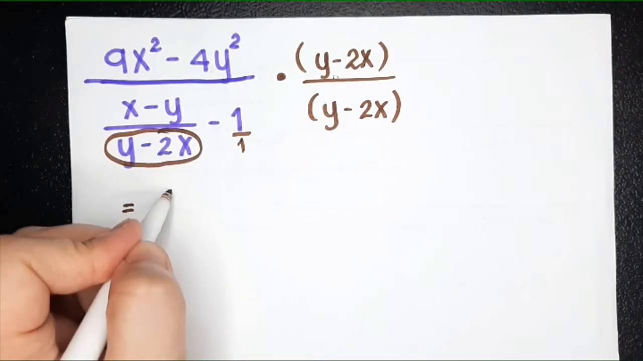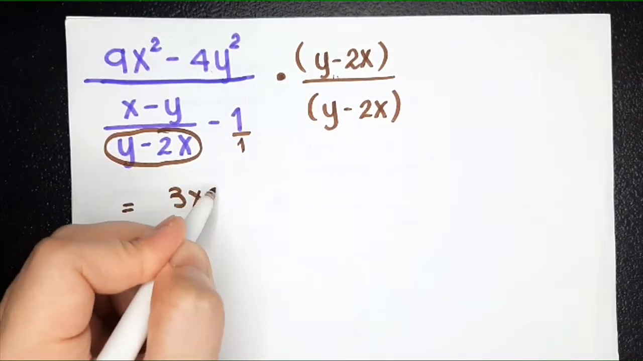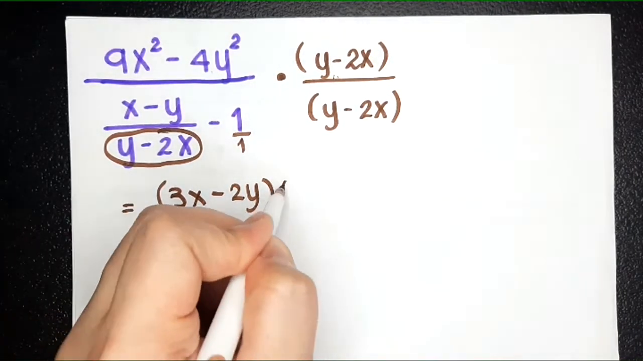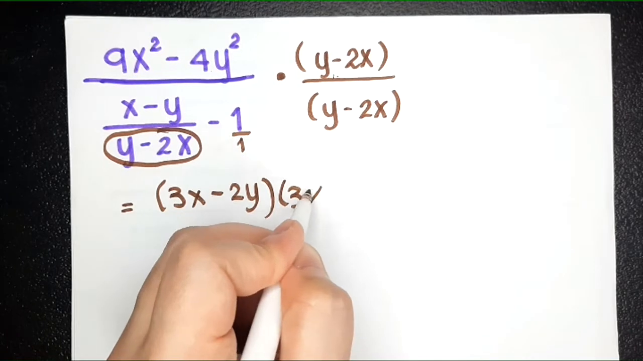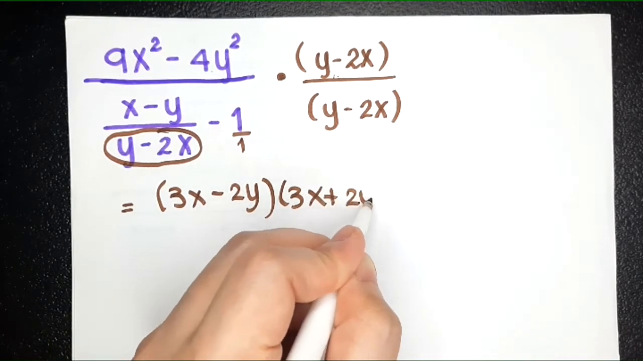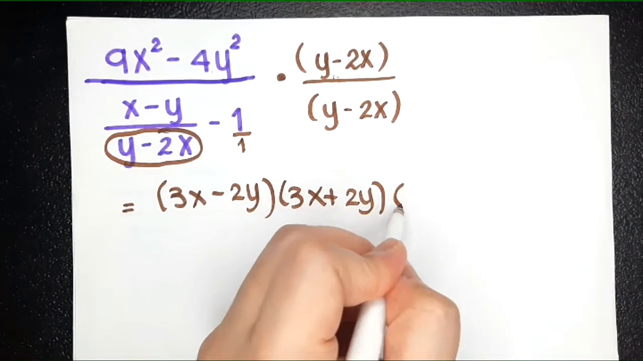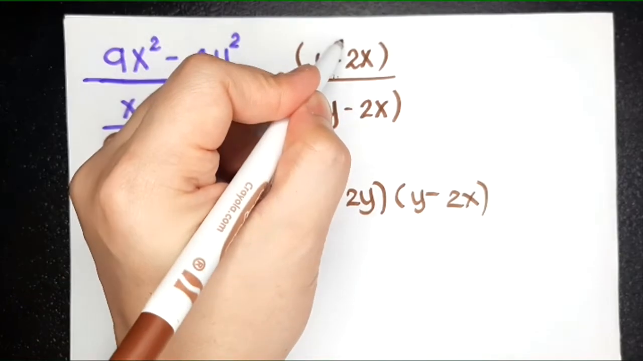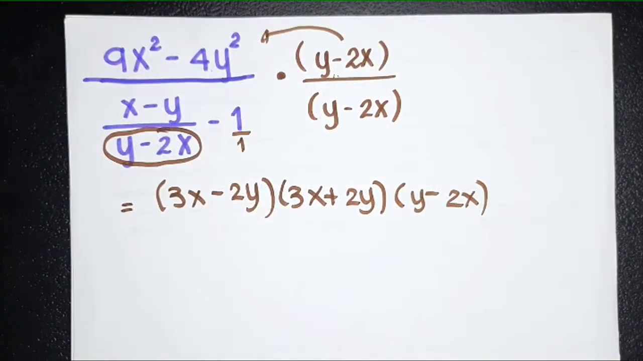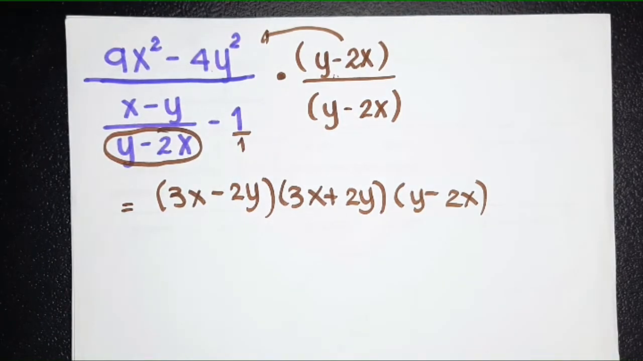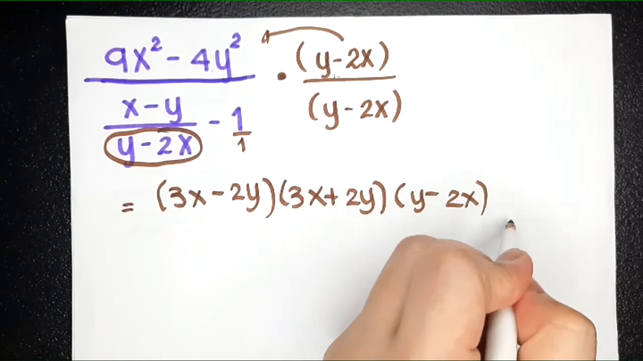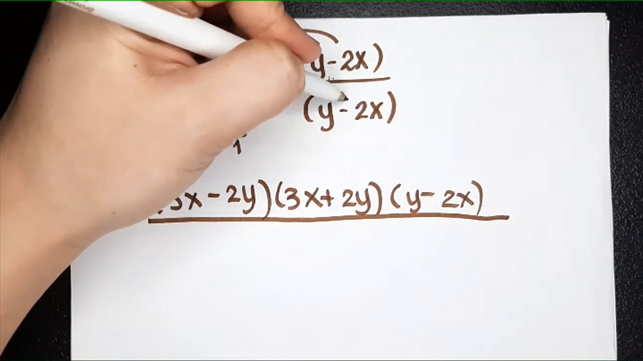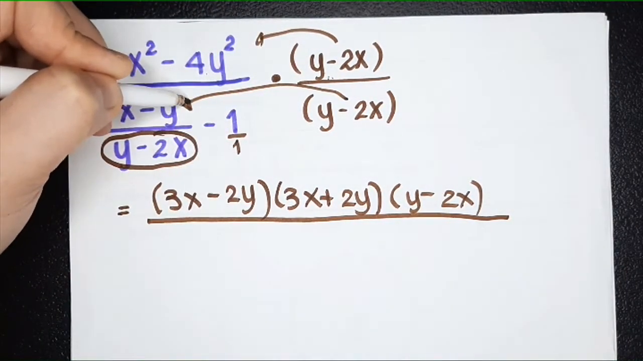So, anong factors ulit nga niyan? It's 3x minus 2y, right? 3x plus 2y. Tapos, ilalagay ko lang dito yung y minus 2x. Okay? Kasi nga, i-multiply dito. Okay? Pero wag i-expand. Okay? Divided by, distribute, y minus 2x times this.